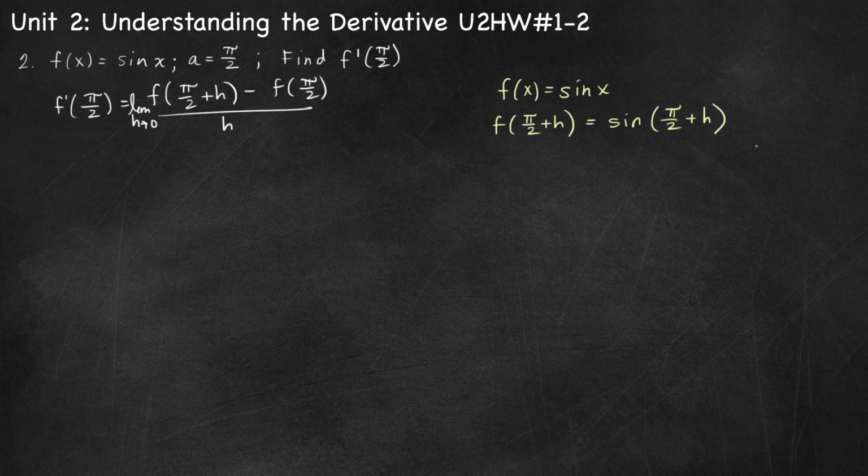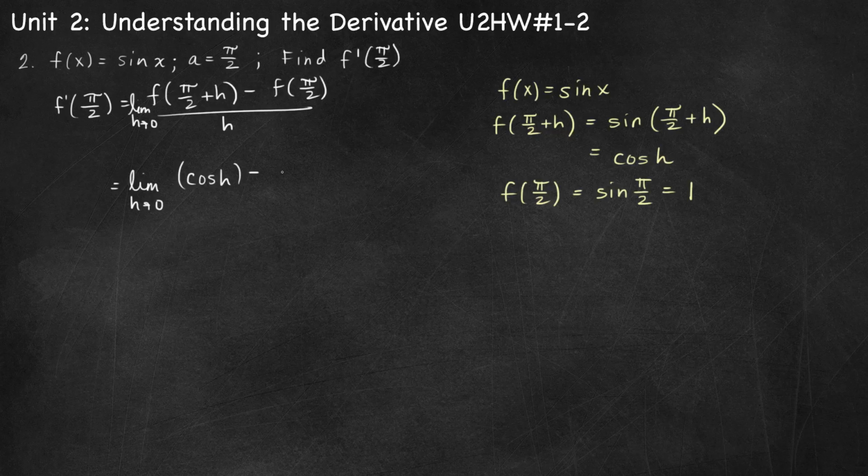Now there is a trig identity that tells us that the sine of pi over 2 plus h is equal to the cosine of h. That's one of our cofunction identities. So we'll use that. And we also need f of pi over 2. f of pi over 2 is sine of pi over 2, and the sine of pi over 2 is 1. So let's go back and compute our limit. The limit as h approaches 0, f of pi over 2 plus h, so that's just cosine h, minus f of pi over 2, that's 1, over h.